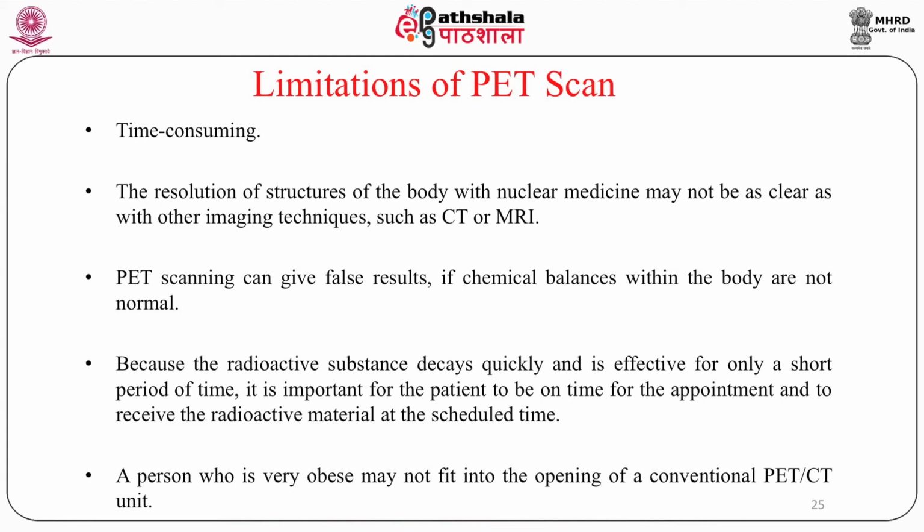PET scanning can give false results if chemical balances within the body are not normal. That is why, for brain function, if the brain is functioning too fast, you may get some information that may not be true. That is the reason why we always ask the patient to sit quietly at one place, so that the absorption of FDG is only by cancerous cells, not by other kinds of cells which become active during movement or during thinking.